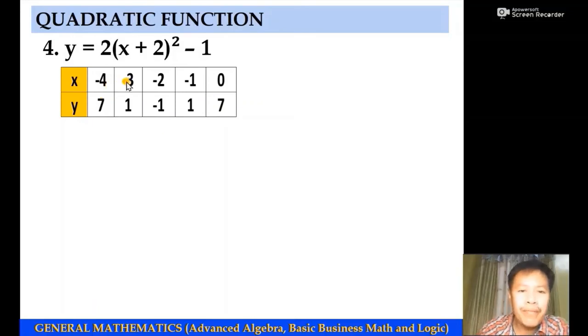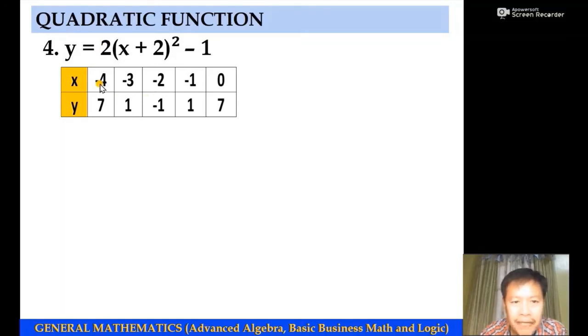Now, we are going to solve. To check, we will start from the vertex. This is just only to counter check. -2 plus 2 is 0. 0 raised to 2 is 0. Times 2 is 0. Minus 1 is -1. That is correct. If x is equal to -3, -3 plus 2 is -1. -1 raised to 2 is +1. Then 1 times 2 is 2. 2 minus 1 is 1.